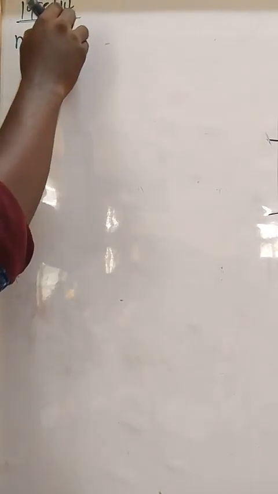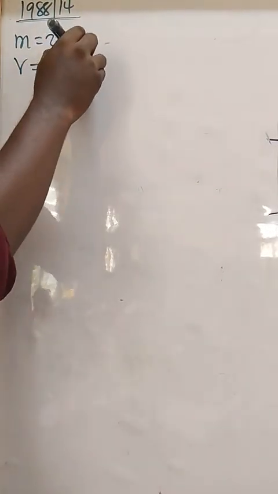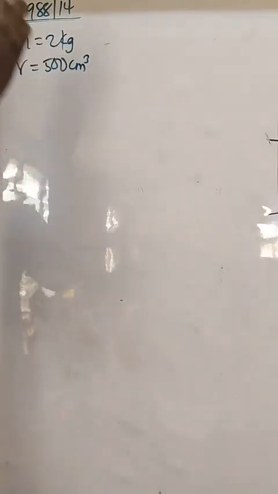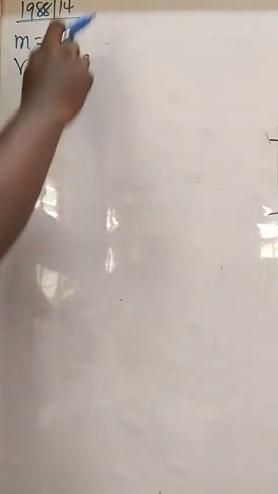1988 by 14, the question. A body whose mass is 2 kg, and has a volume of 500 cm cube. Note this one: kilogram, centimeter. We have to convert one, either we convert to meter cube or this one to grams. But it's easier to convert to grams.